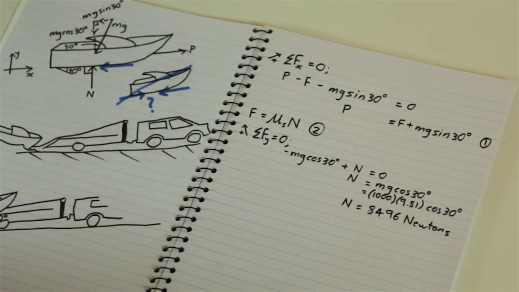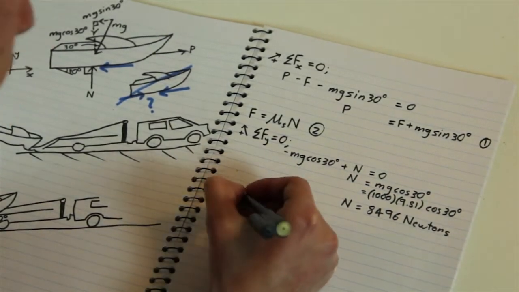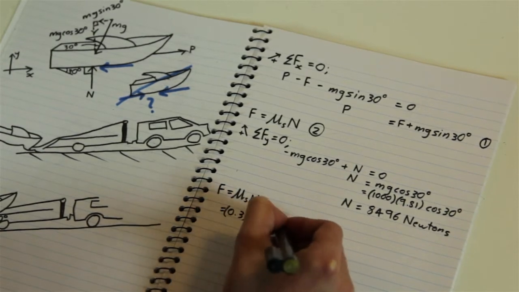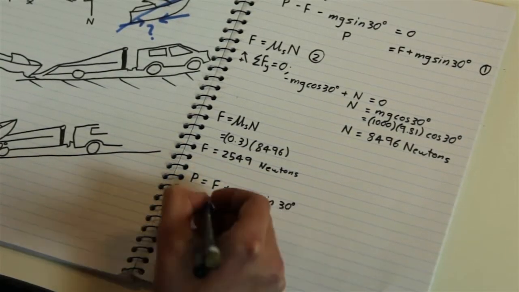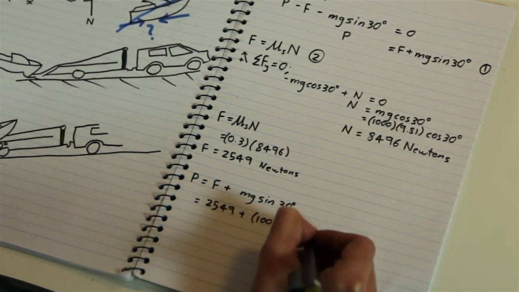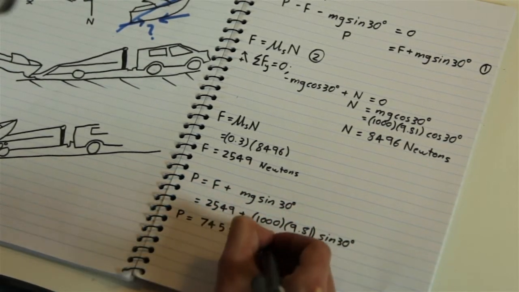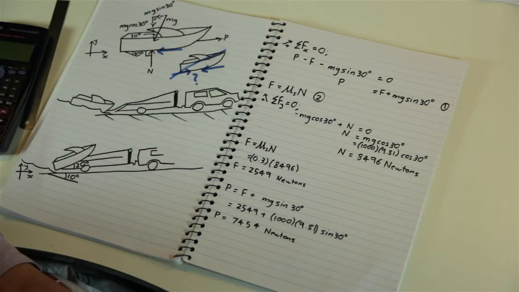We sub a normal force of 8,496 newtons into equation 2. We sub a friction force of 2,549 newtons into equation 1, and we find that a winching force of at least 7,454 newtons is required to get the boat to start moving up the ramp.